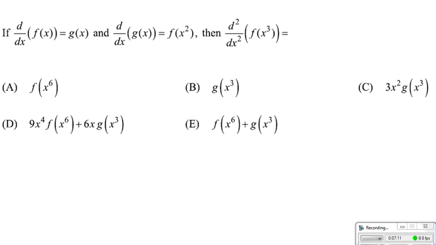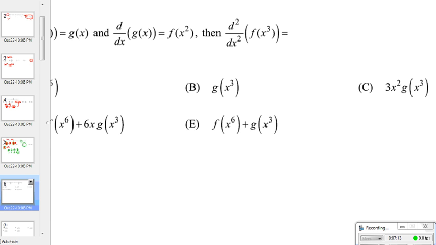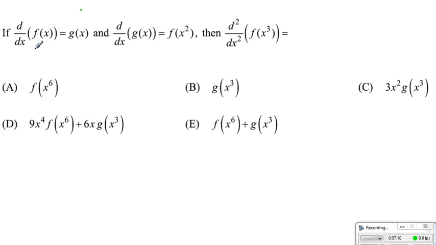All right, the next question. I believe this is number 6. Here we have, when you take the derivative of f of x, we get g of x. But when you take the derivative of g of x, then we get f of x squared. Now, this simply means we have to take the derivative of f 2 times. So let's try to take the first derivative.